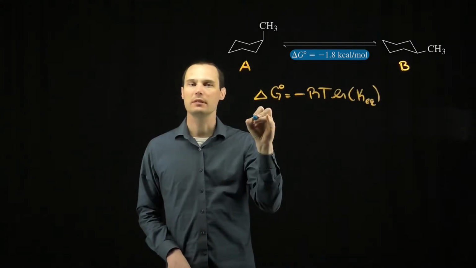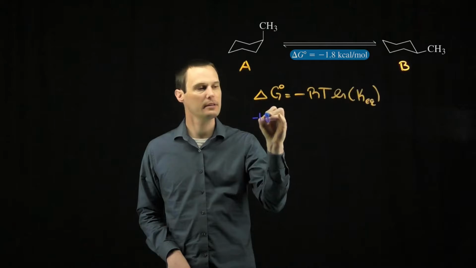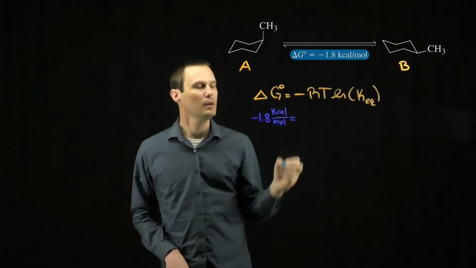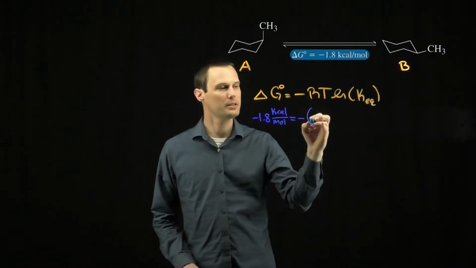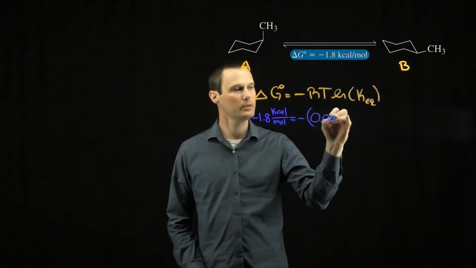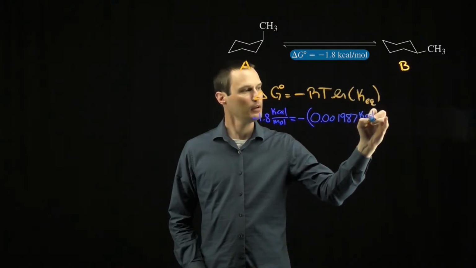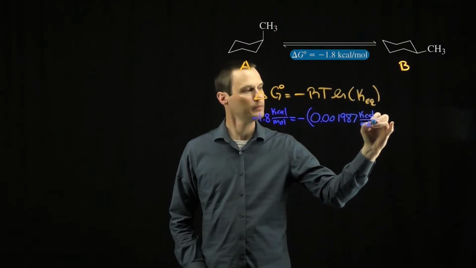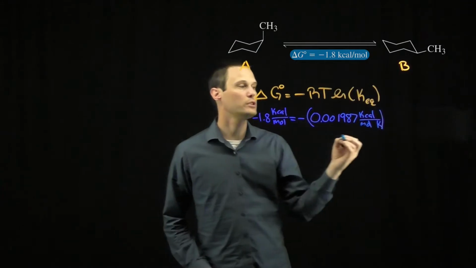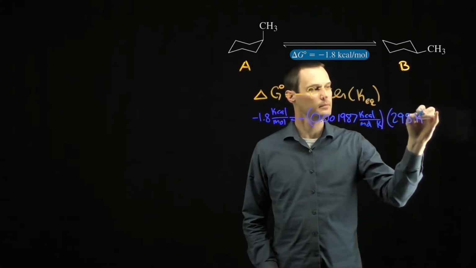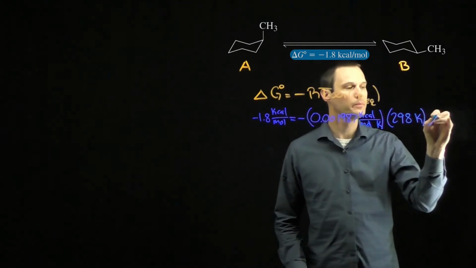Delta G is given to us in the problem. It's negative 1.8 kcal per mole. And that's equal to negative R, which is a constant. In kilocalories, it's 0.01987 kcal per mole Kelvin. Temperature is given to us in the problem. It's 298 Kelvin. And we're solving for KEQ.